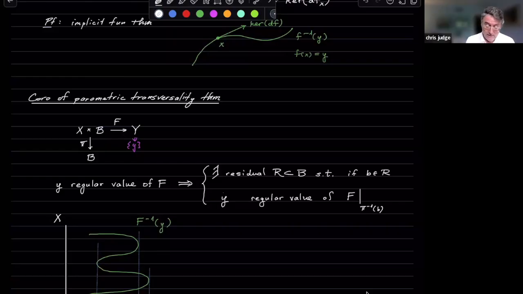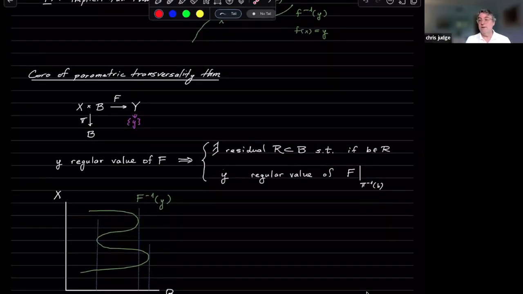So for a regular value of F, the parametric transversality theorem would say that the restriction to each fiber is transverse, but again, we're looking at a point, Z is a point y now. So the parametric transversality theorem restricted to this regular value case says that there's a residual set so that for every b, the restriction of F to the fiber is transverse, and so y is a regular value. Okay, so that's just a restatement within this special case.